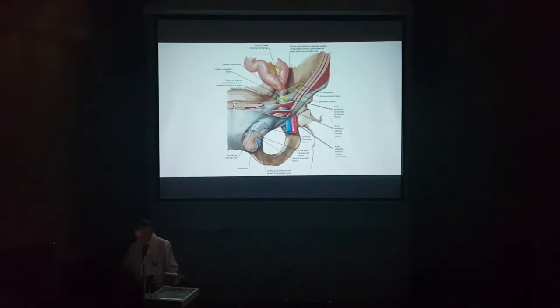So this is the internal opening. This is the roof made by transversus abdominis. Again, the roof of the inguinal canal is also made by internal oblique. And then the external opening is made by the aponeurosis of the external oblique. And this is the inguinal canal.